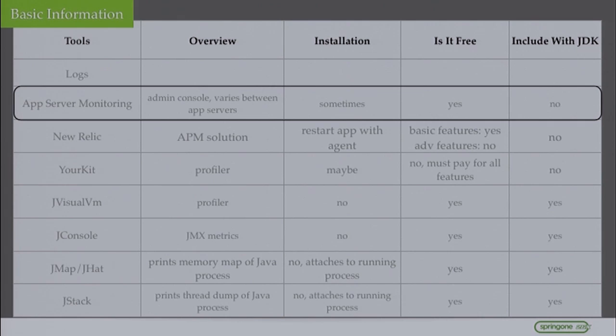So app server monitoring, it's the admin console. It varies significantly. Generally, it's on by default. For Tomcat, for example, you need to add a user that has the GUI privileges to see that information. So if you don't have that enabled by default, you'd have to restart after you added that. Generally, the admin console comes with your application server. I don't think you typically have to pay for it.